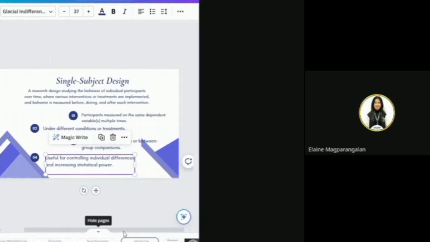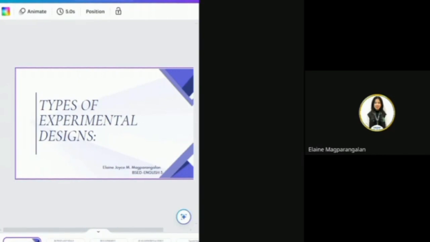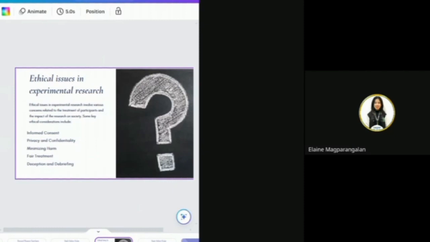Okay. Now that we have mentioned all the types of experimental design, let's proceed to the ethical issues in experimental research. In experimental research, there are red flags that we have to watch out for. Okay? Because in all aspects, red flags can't be denied, they can't be avoided. Now, let's discuss the ethical issues in experimental research.